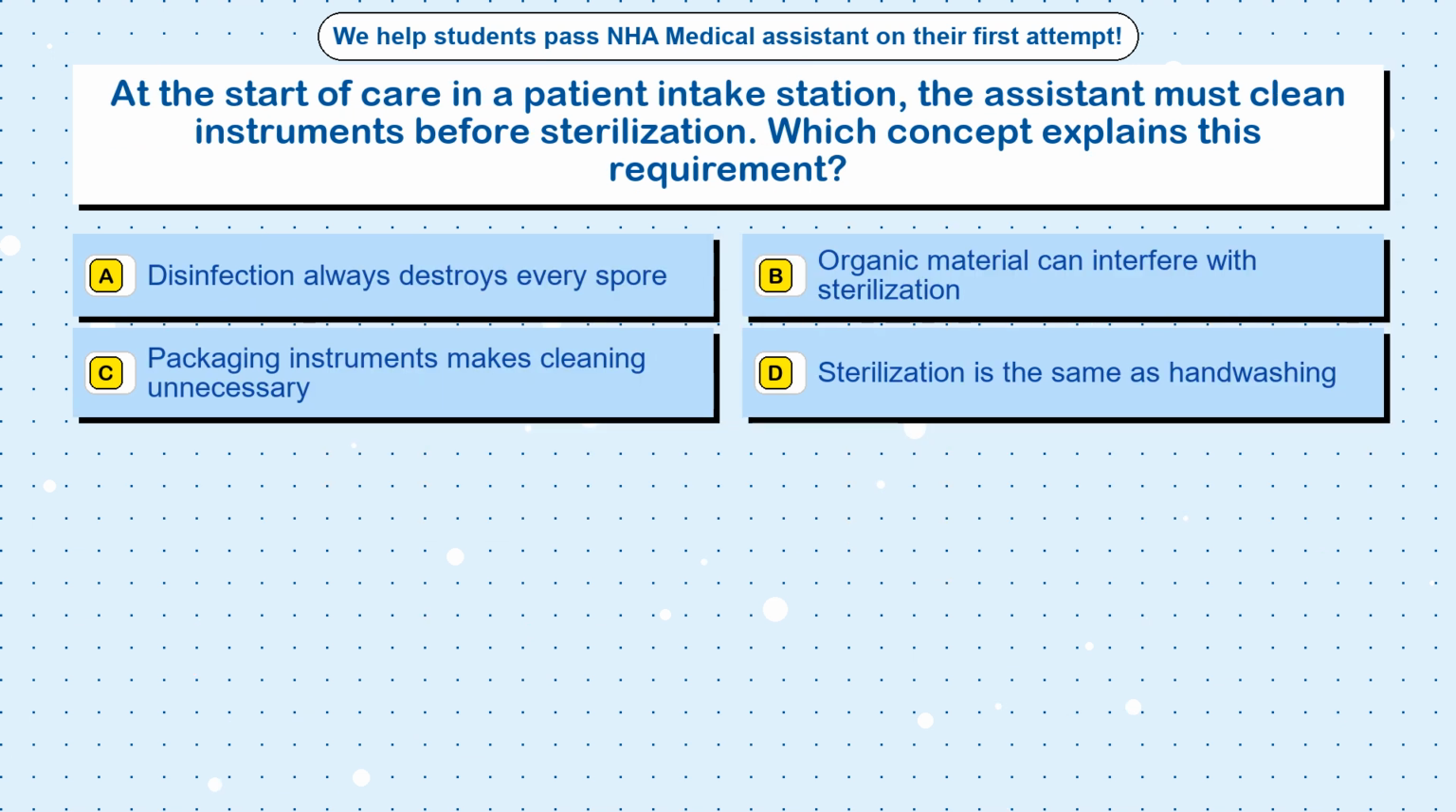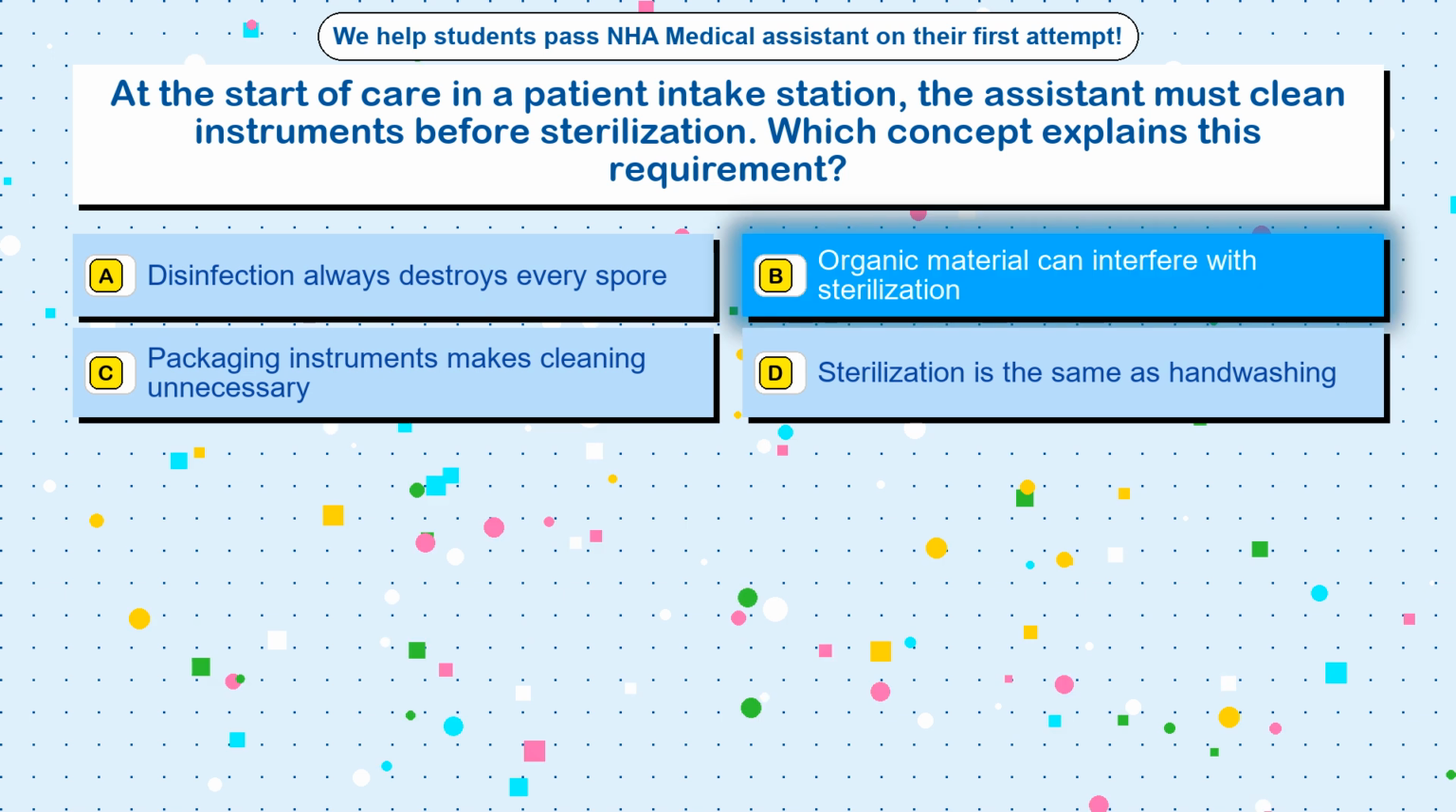Question 80. At the start of care in a patient intake station, the assistant must clean instruments before sterilization. Which concept explains this requirement? Option A, disinfection always destroys every spore. Option B, organic material can interfere with sterilization. Option C, packaging instruments makes cleaning unnecessary. Option D, sterilization is the same as hand washing. The correct answer is option B, organic material can interfere with sterilization.